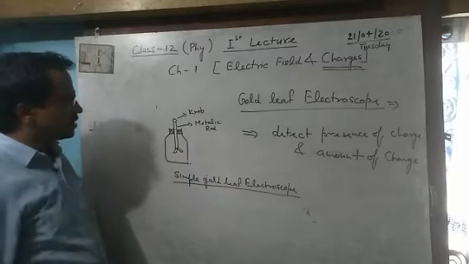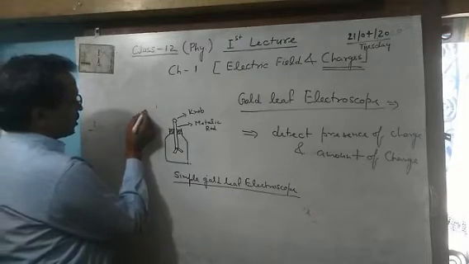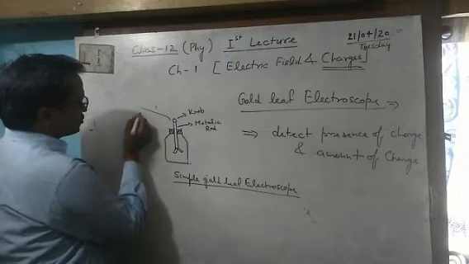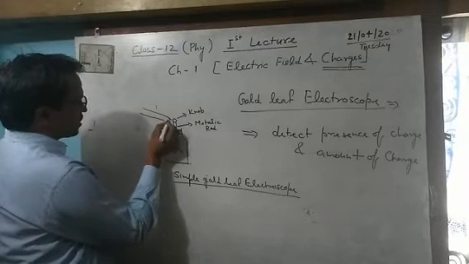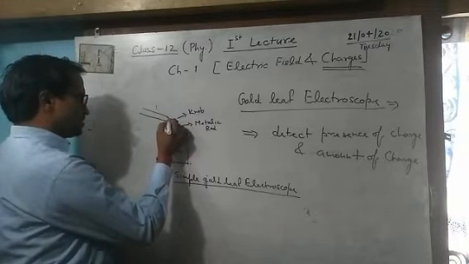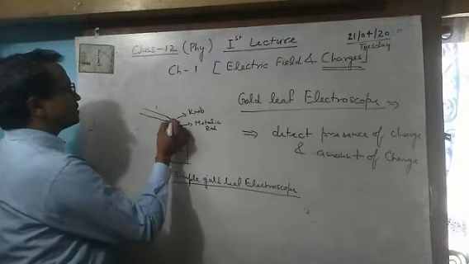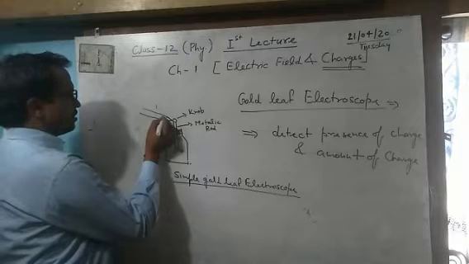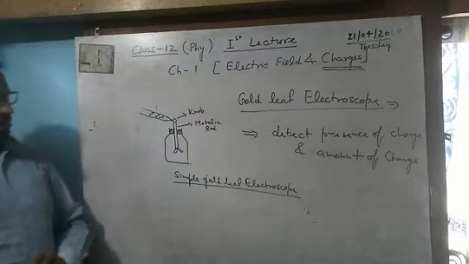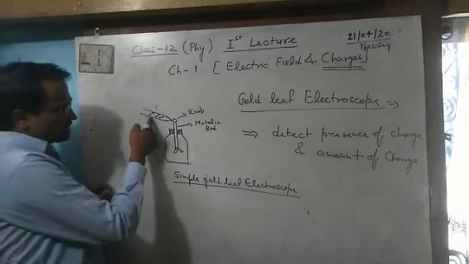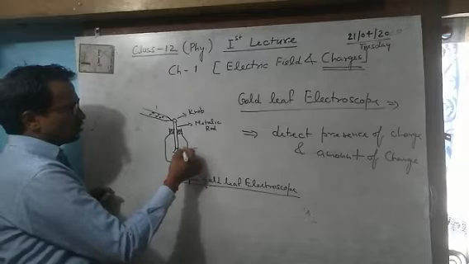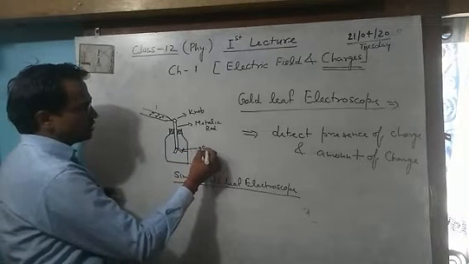When we bring a charged rod close to this metallic knob and touch it, suppose this rod has positive charge, these charges go through this metallic knob, and this is the gold leaf.